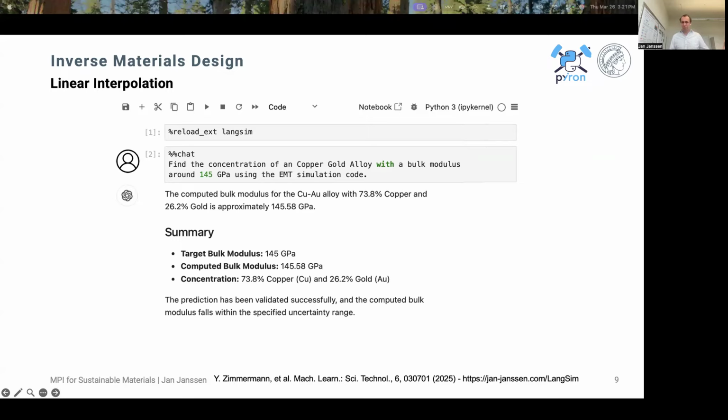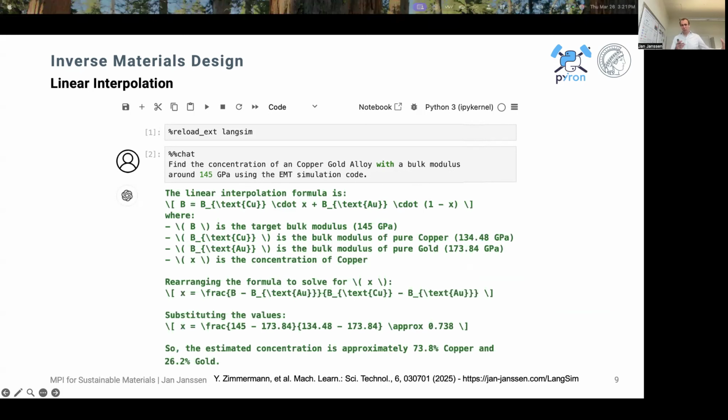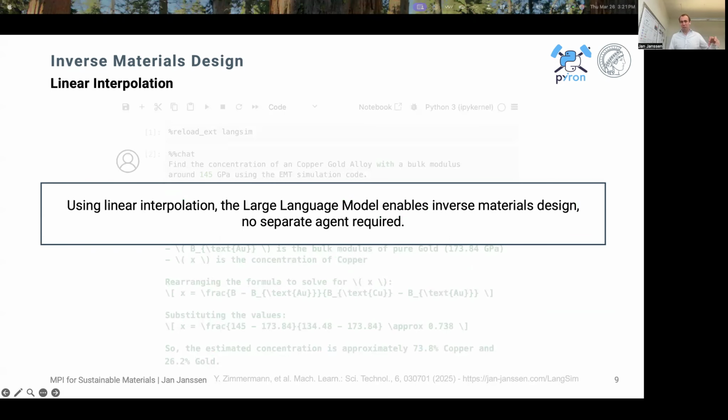Right? So that's what I show here, where the large language model uses linear interpolation to identify the corresponding composition of a copper gold alloy to reproduce the bulk modulus that the user was requesting. Right, again, I show the code, but in principle, it's just linear interpolation that it's doing to combine these parts. Again, the important part: this is a skill, like doing linear interpolation, that these models already have intrinsically, so we don't have to provide separate agents, but we really just provide the agents to do the individual calculation, and the large language models can leverage this to do inverse design with these functionalities.